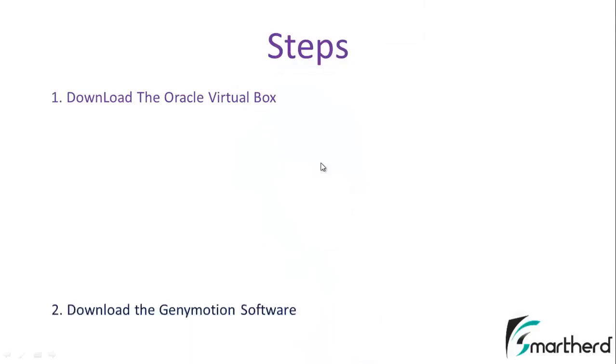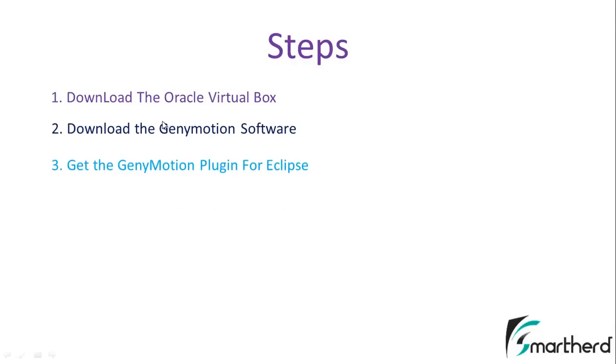So what are the steps involved? First, we have to download Oracle VirtualBox. Second, we have to download the Genymotion software. And last, we are going to get the plugin for our Eclipse, as we did for our ADT bundle, right? So let me show you one by one how to perform all these steps.